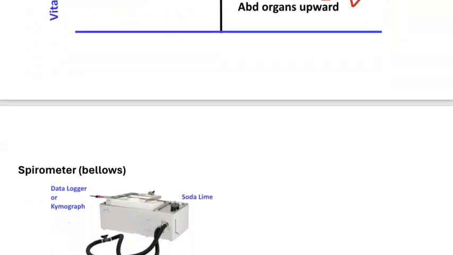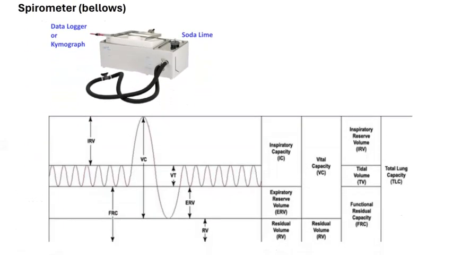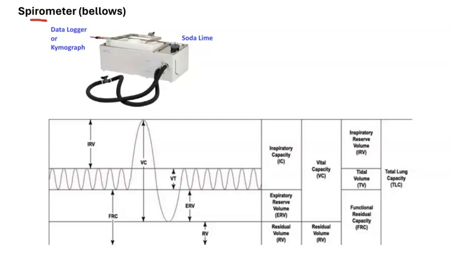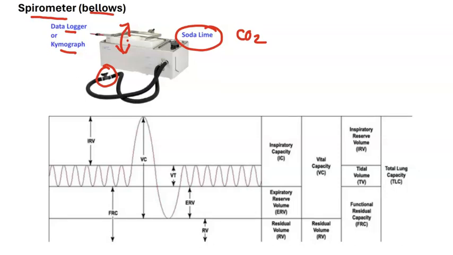These gas exchanges can be measured using a structure called a spirometer. In this illustration, we have the classic bellows spirometer. The mouthpiece is here, the bellows are here, and this structure can move up and down with inhaling and exhaling, and this can be recorded by a data logger or a kymograph. Soda lime is present to absorb carbon dioxide, so that we're not rebreathing carbon dioxide which has been exhaled.